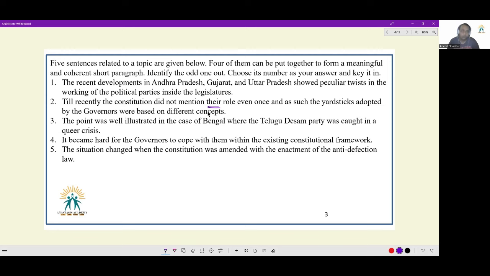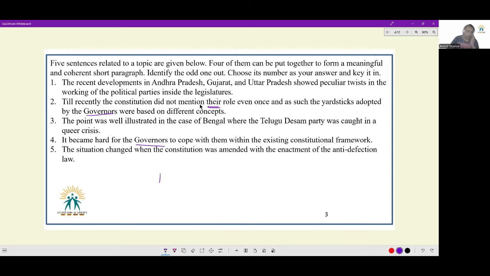Okay. See, here, 1 seems like an introduction. 1 is the absolute introduction. No problem at all. And then where do I go? The recent developments in Andhra Pradesh, Gujarat, and Uttar Pradesh showed peculiar twist in working of political parties inside the legislatures. Now, this talks of governors. Two followed by 5 makes sense.